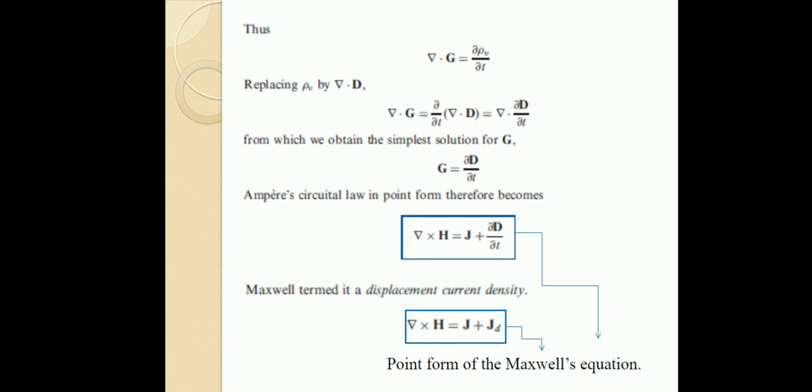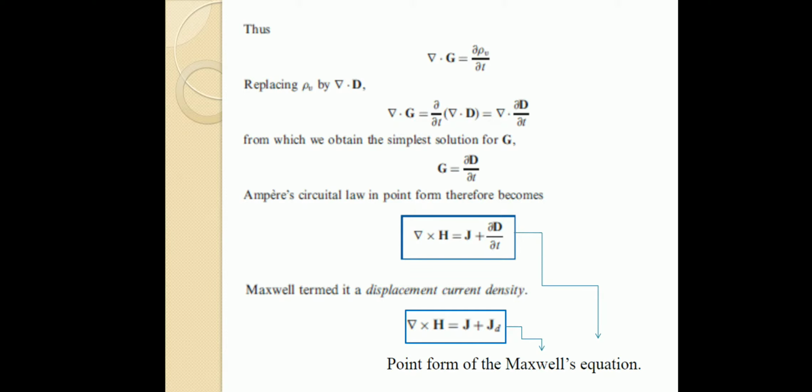Again, we can replace rho v as del dot D according to Maxwell's equation. So you will get del dot G equal to del dot dou D by dou t. So G is dou D by dou t. It is called displacement current density, represented as J_D. G is equal to J_D equal to dou D by dou t. So the inconsistency in Ampere's law is resolved by a new term, the displacement current density, which is equal to dou D by dou t.